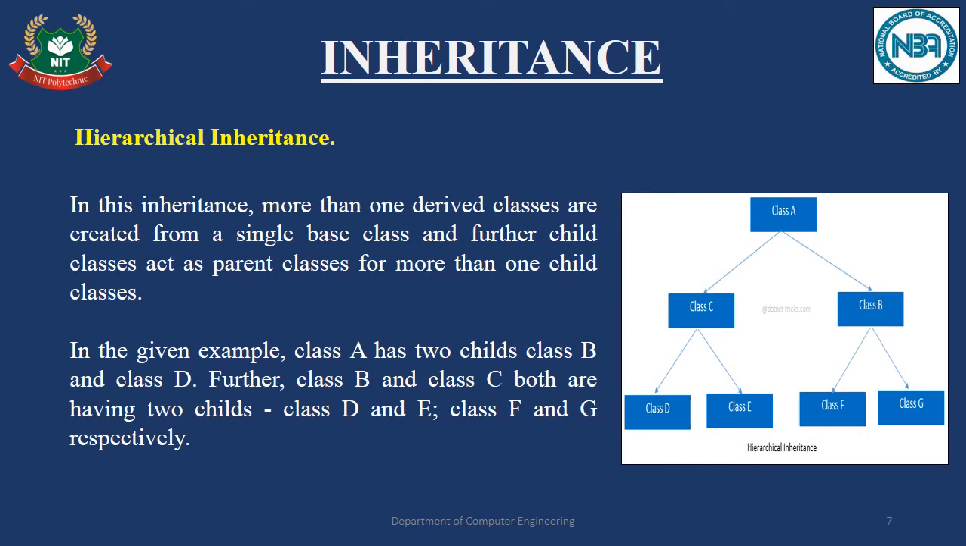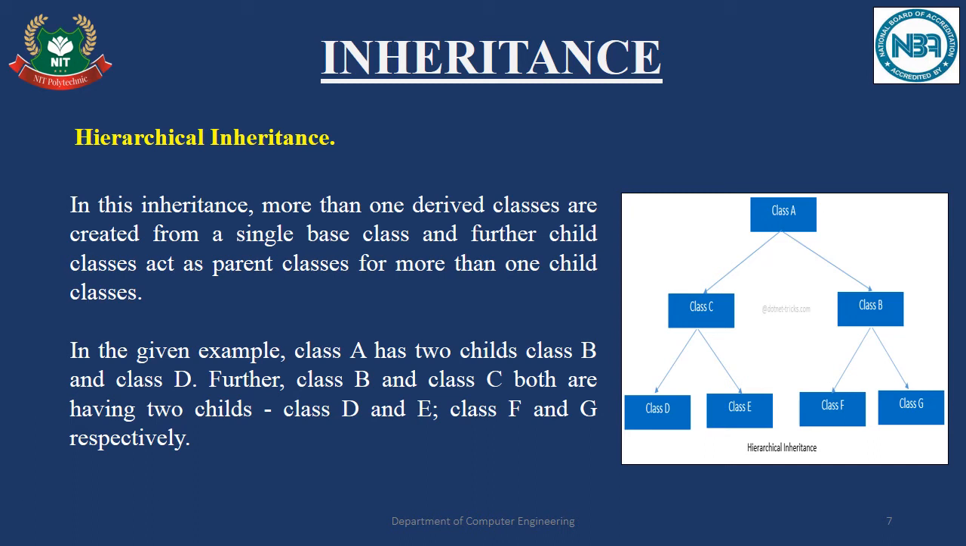Next type is hierarchical inheritance. Hierarchy, as we all know, is like a tree structure. So in this inheritance, more than one derived class is created from a single base class, and further child classes act as parent classes for more than one child class.